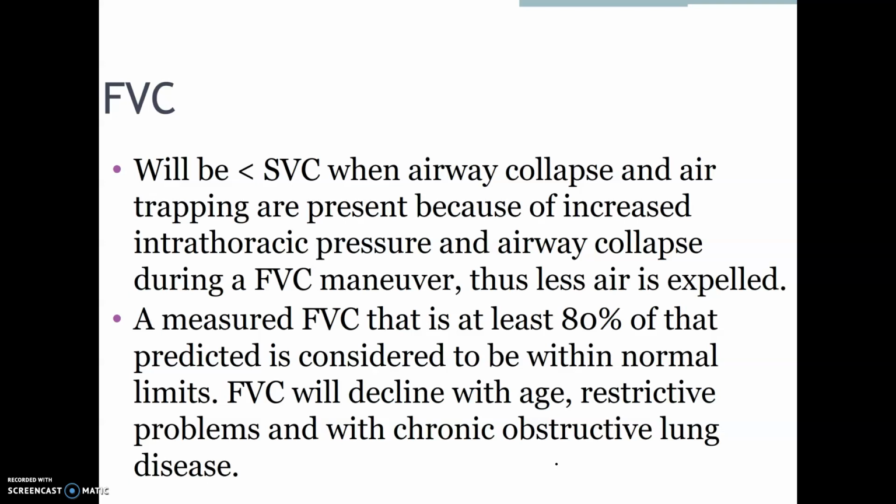The forced vital capacity will be less than the slow vital capacity when airway collapse and air trapping are present. The disease we most commonly think of with air trapping is emphysema. That's because of increased intrathoracic pressures and airway collapse during a forced vital capacity maneuver. And so less air is expelled because all that air gets trapped down below the obstruction.